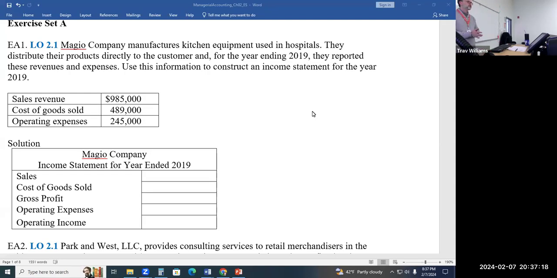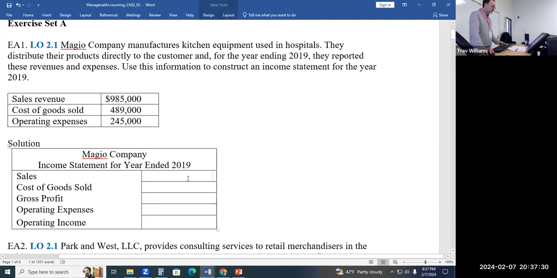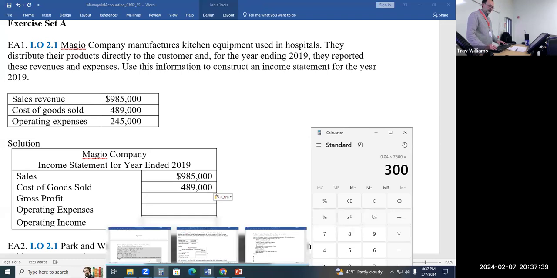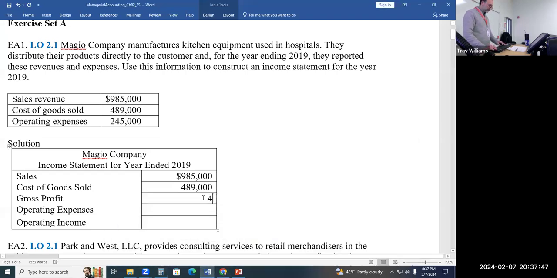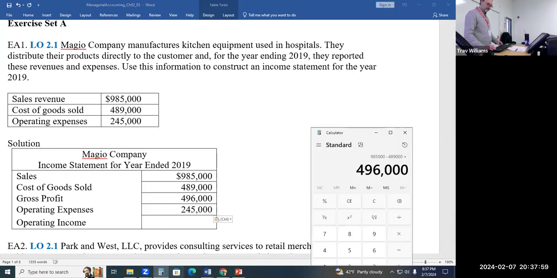Okay, you ready? Yeah, okay, exercise number 1. This one's pretty straightforward. We're just making an income statement. So we start with our revenue. Subtract our cost of goods sold. And what does that give us? Gross profit, right? In this case, it comes out to $496,000 of gross profit. Then we can subtract our operating expenses and get our operating income.